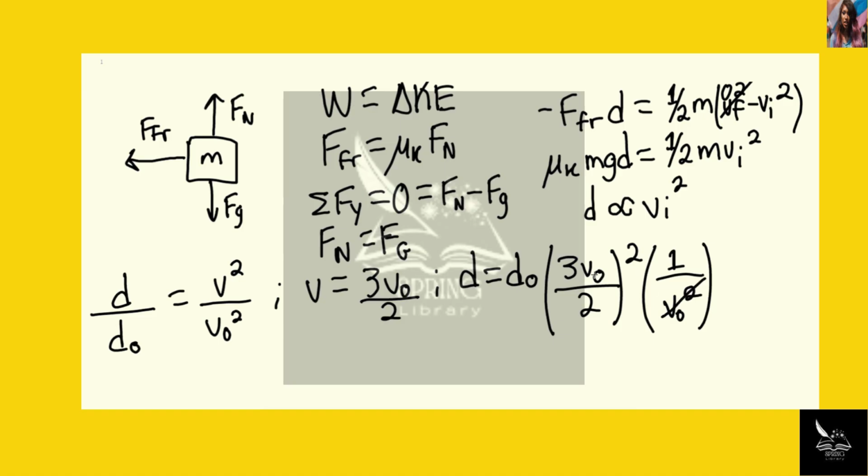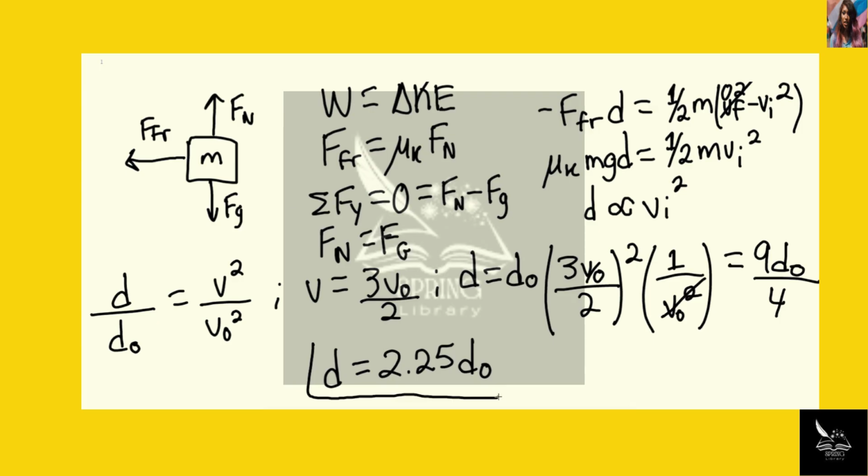Those would cancel out, and this would be equal to 9 times the original braking distance divided by 4. So the distance will increase by a factor of 2.25. The braking distance increases by a factor of 2.25, given that the initial velocity is increased by 50%.